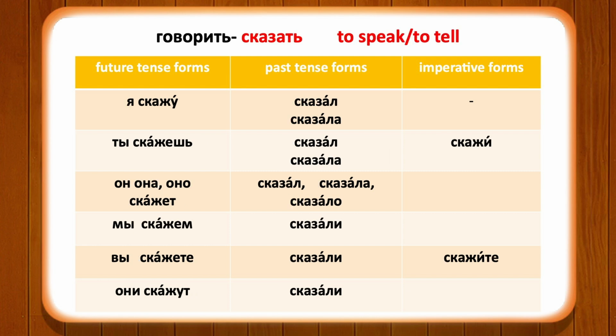The next verb is сказать. Сказать is a perfective aspect verb and its imperfective counterpart is говорить. Remember, it belongs to the third type where the perfective aspect verb has a different root. Let us now learn the conjugation of this verb.